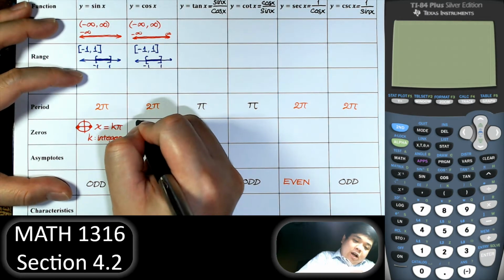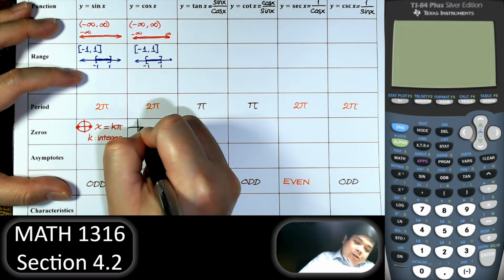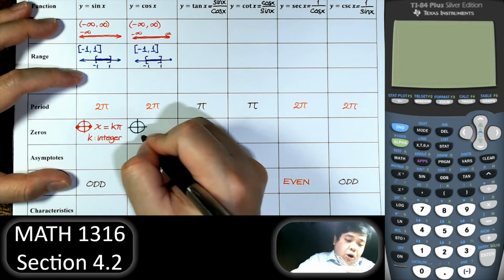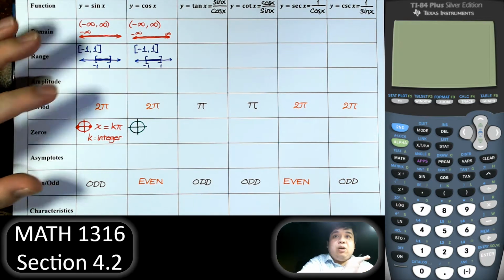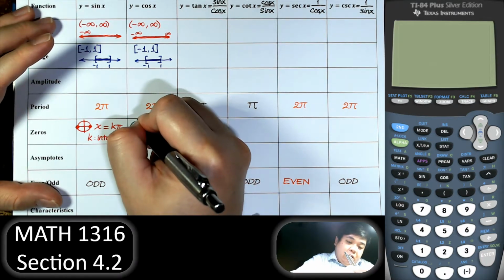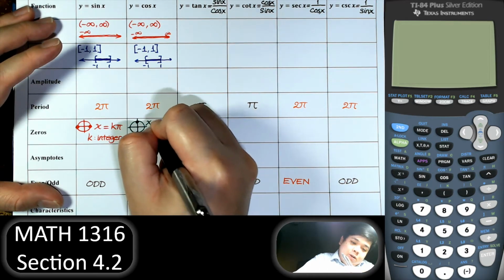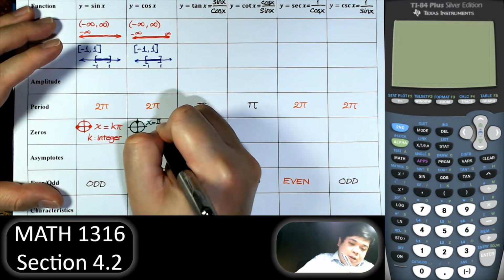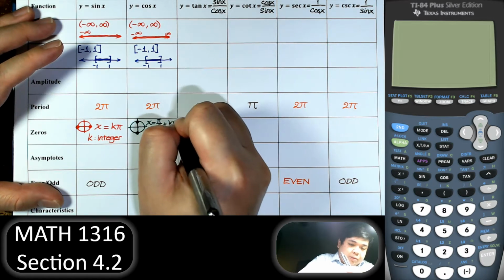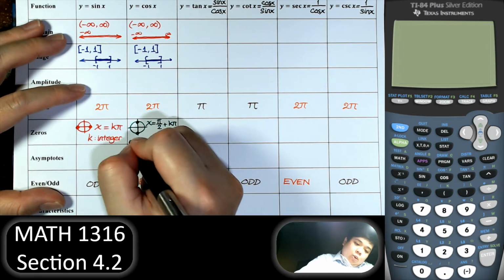And then the cosine equal to 0. Cosine is on the unit circle associated to the x values, and the x values will be on the y-axis. So x equal to pi over 2 plus k pi, where k are integers.